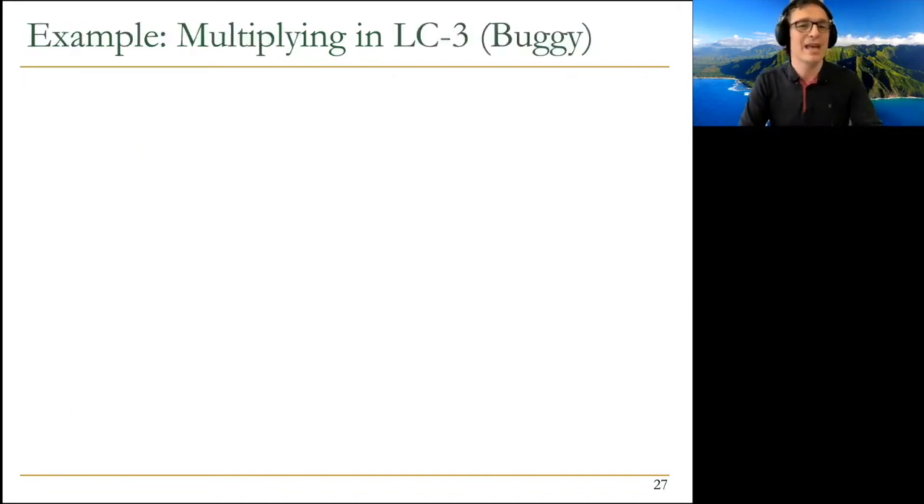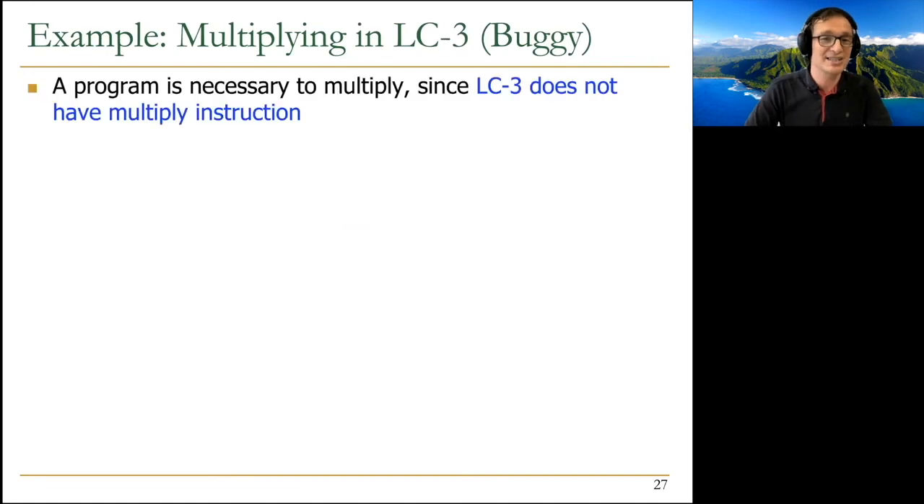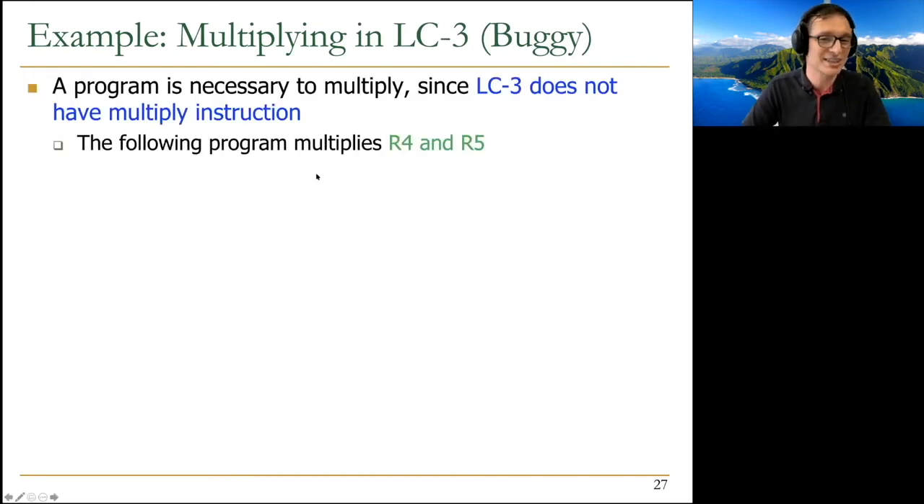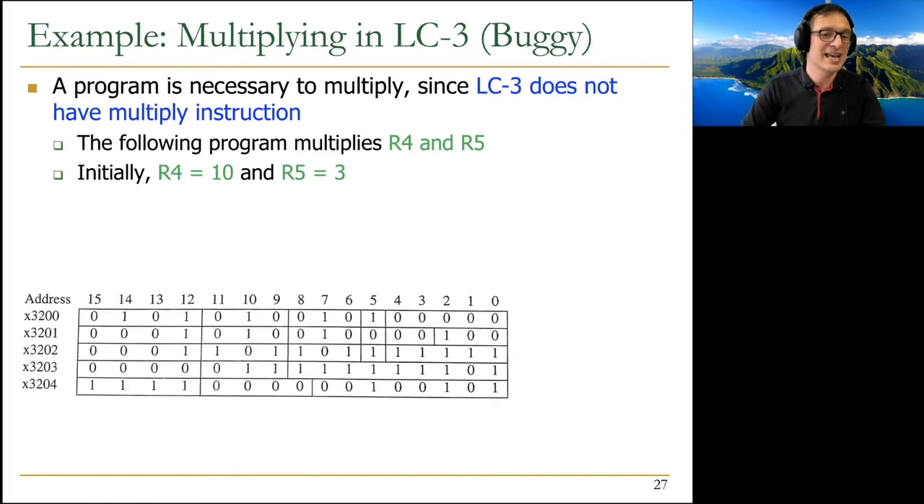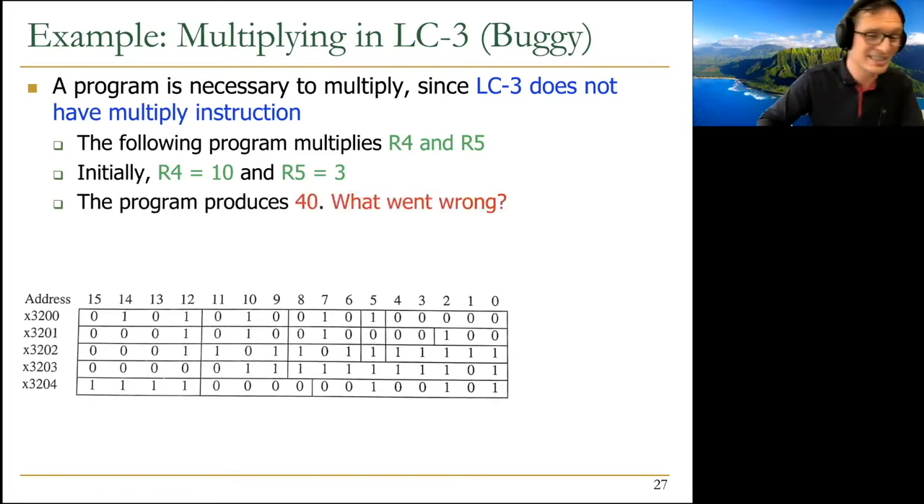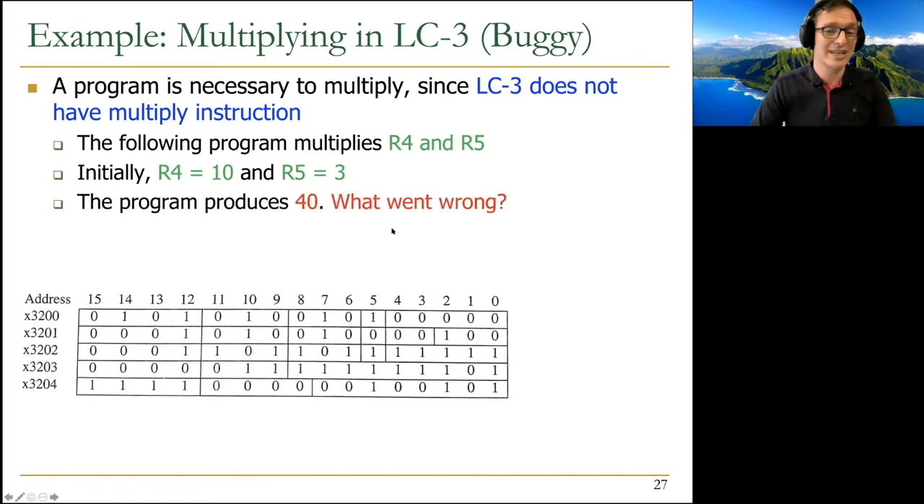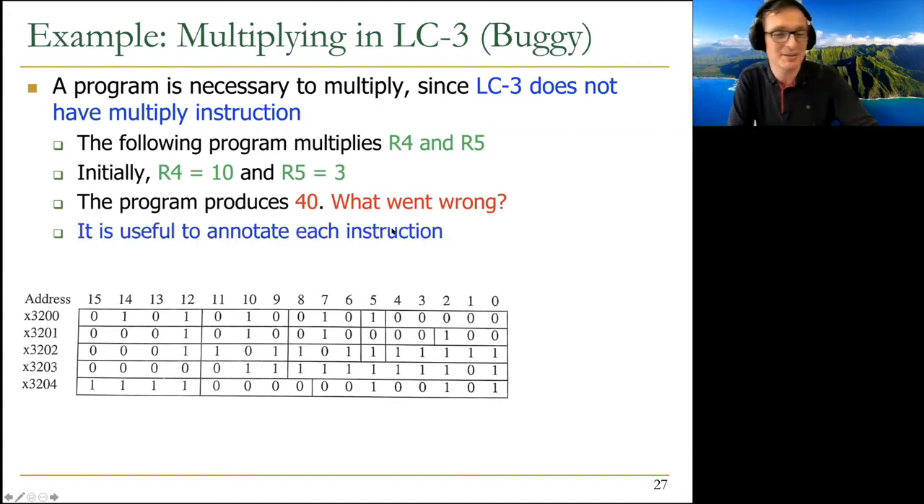So for example, we have a multiply operation in LC3. A program is necessary to multiply since LC3 does not have a multiply instruction. And the following program multiplies the values in R4 and R5, basically. Initially R4 is 10, R5 is 3. I'm not going to go through it in detail, but the program produces 40. The question is, what went wrong? And you can examine it by yourself.